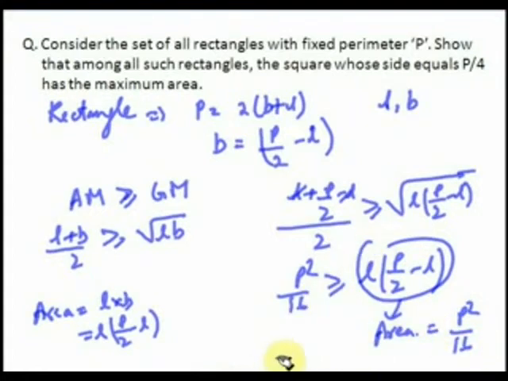The equality will hold true when both the terms are equal, when all the terms are equal. That means P by 2 minus L is equal to L. Length L is equal to P by 4.